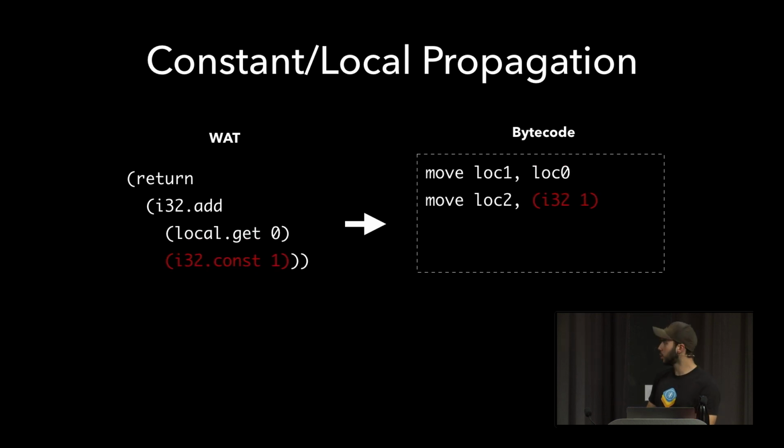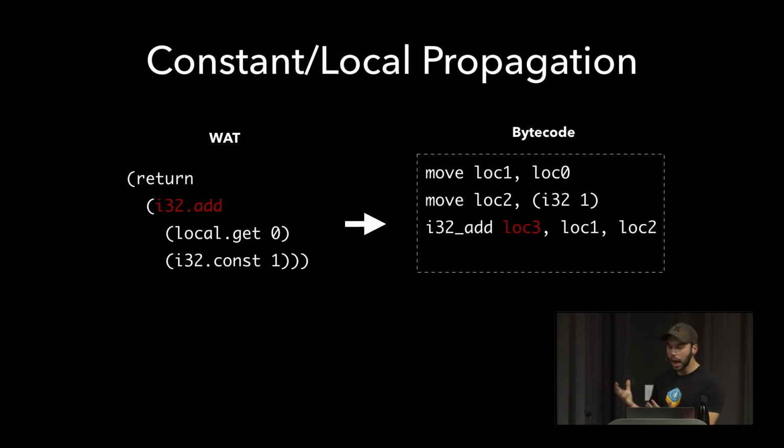When you have a constant, we do the same thing. You allocate a temporary place for that constant, and you move the constant there. When you have an add, you add a temporary place to put the result of the addition, and you just add those two numbers, and then finally you return that.